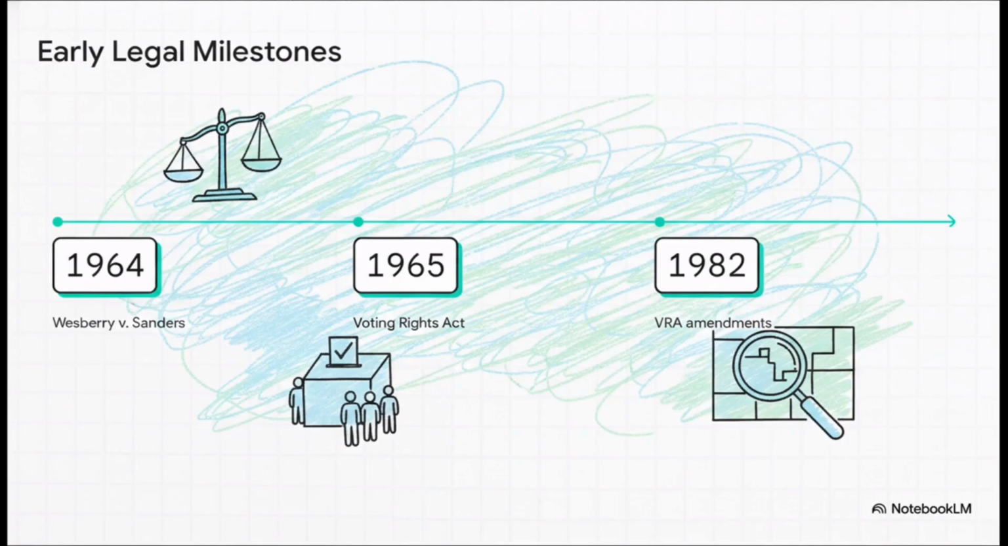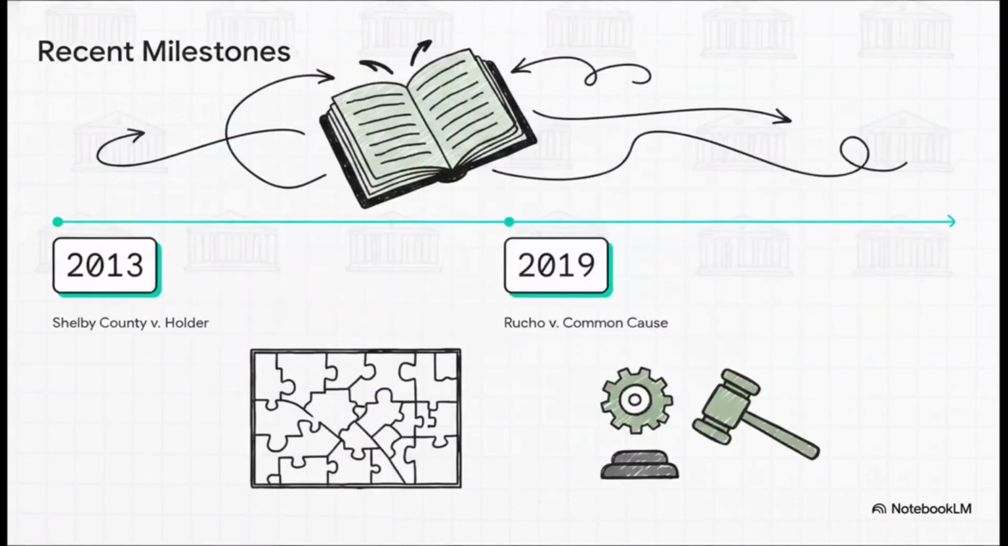Then, just a year later, the landmark Voting Rights Act was passed to protect minority representation, which fundamentally changed how lines could legally be placed on a map to ensure fair voting power. But you know, the rule book isn't just stuck in the past. It continues to be refined through more recent landmark cases.